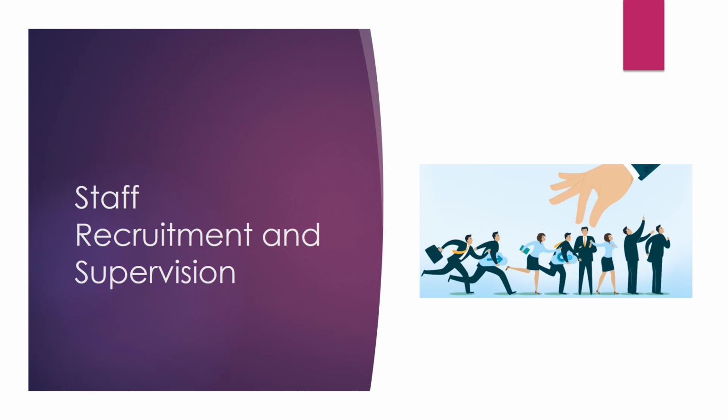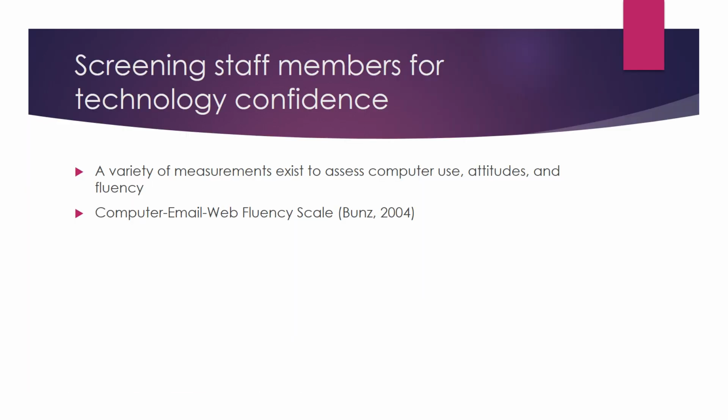Now let's spend a little bit of time talking about technology use in staff recruitment and supervision. A variety of measures are going to assess computer use, attitudes, and fluency, and these are available for organizational use. I'm about to provide you with a checklist to initiate a discussion with your staff members about their comfort with and skills using technology. This list includes items from the computer, email, web fluency scale.